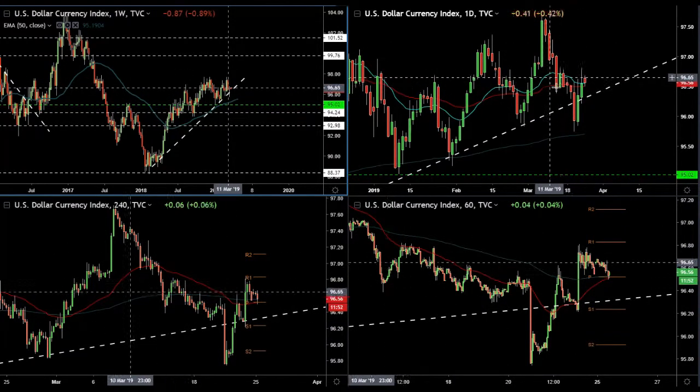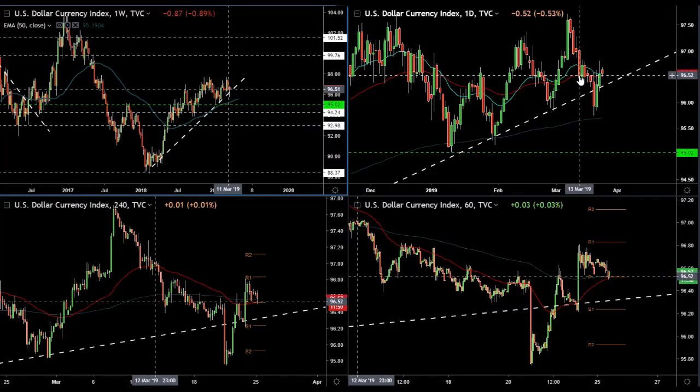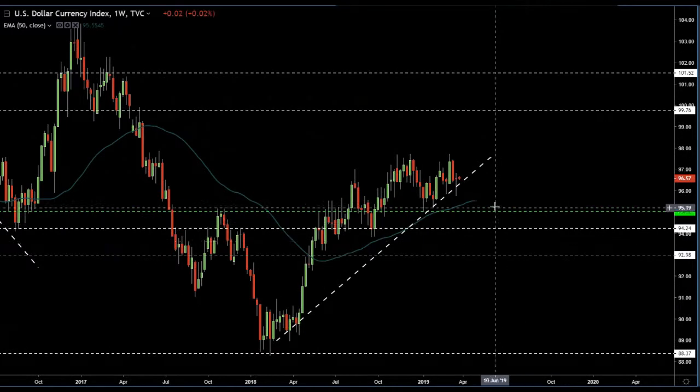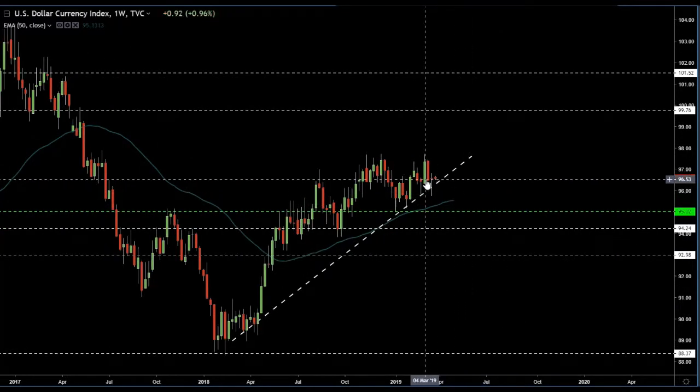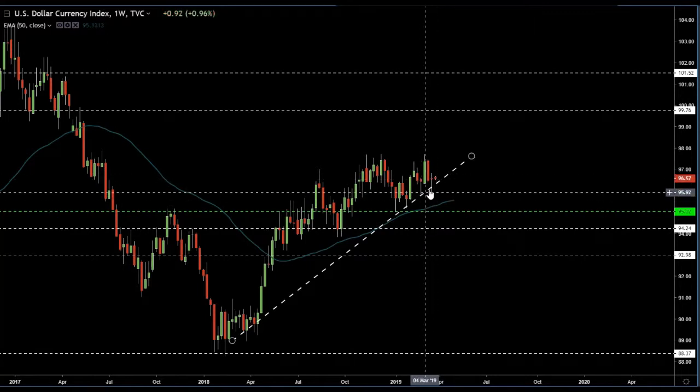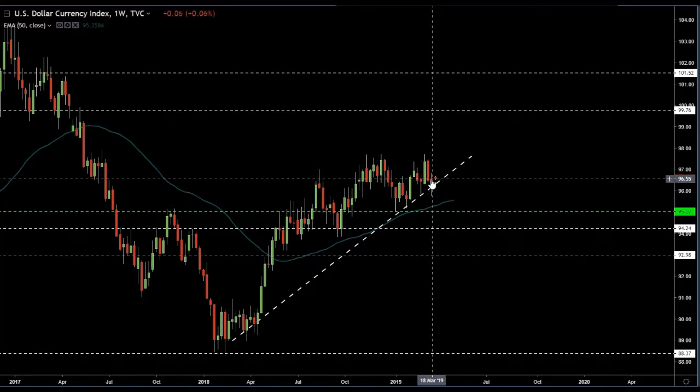So up until then, we were holding on the 50 EMA on the daily as well as above that trend line. And you can see here the knee-jerk reaction of what happened. A lot of sellers got wiped out from this, because as soon as we retested this trend line on the weekly, we formed a pin bar candle.